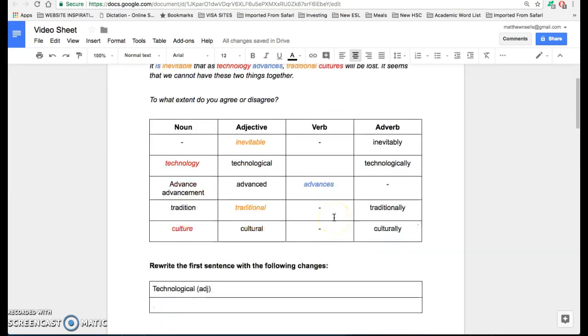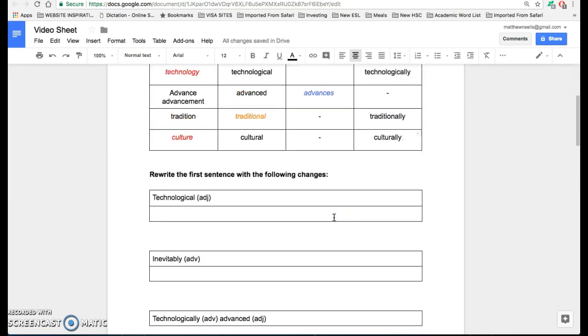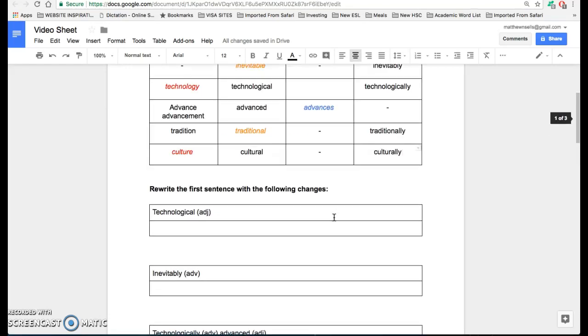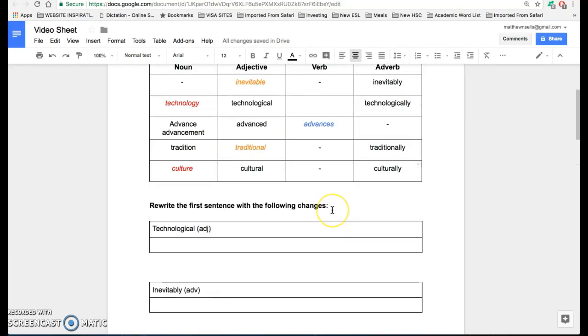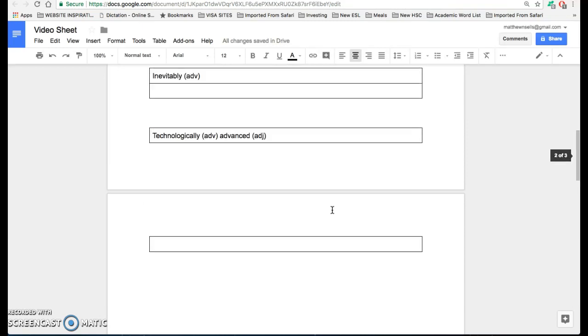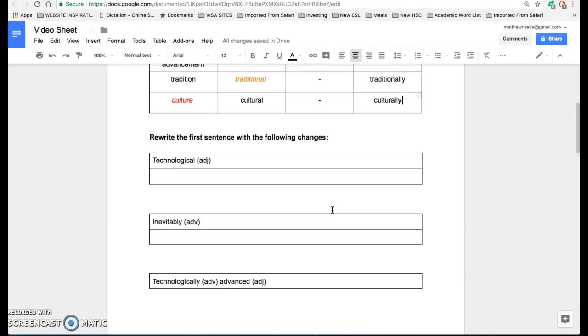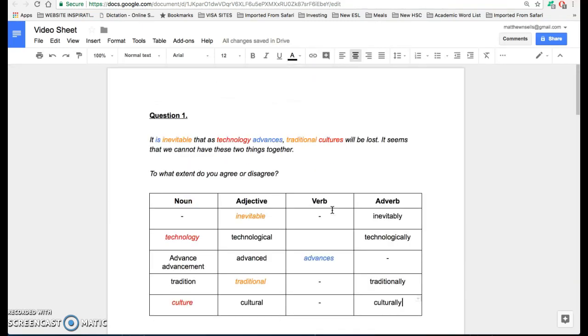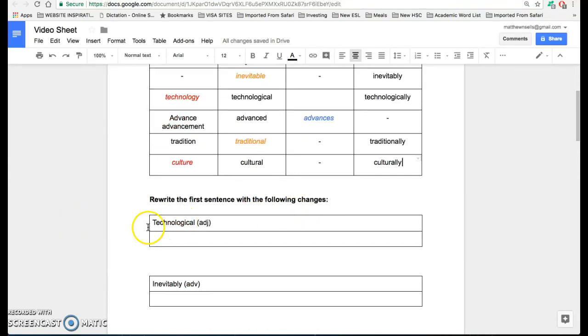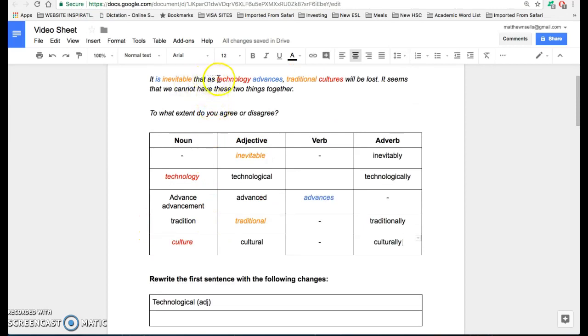Great. Now you go down to the activities I've set you. Now there's a bunch of boxes and I've asked you to rewrite. So you're basically rewriting that sentence 3 times using what I've asked you to do. So the first one, I want you to use the word technological, the adjective form. So if you look up here, technology, the noun, was used. We want you to use technological. So that means you have to change everything around that word in order to make it make sense.